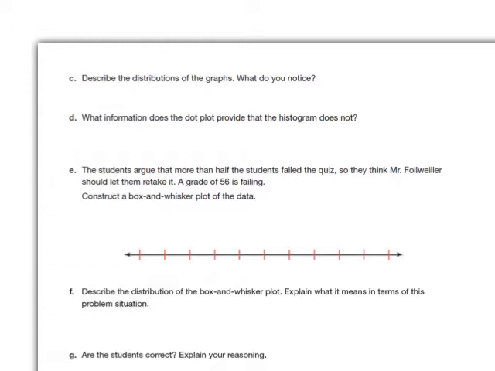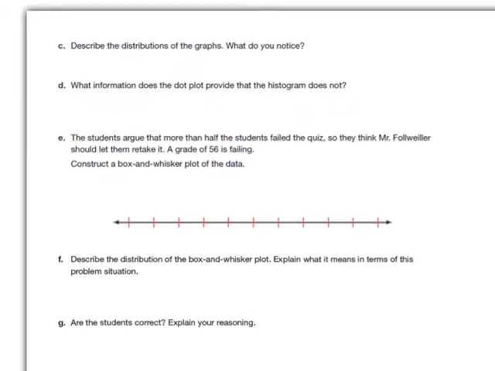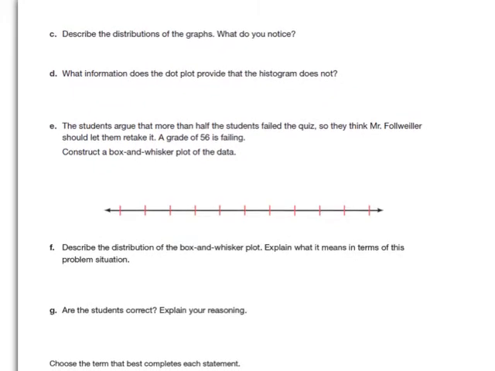All right, guys, on the back of this page, you have to describe some stuff here. Okay, I'm going to let you do that. Describe the distributions of the graphs. What do you notice? It's up to you to write some stuff down. What do you notice? What information does the plot give and the histogram does not? Okay, so in order to understand which one is which, you want to know what they're not. So something different about them.